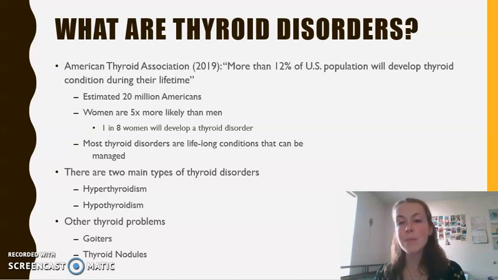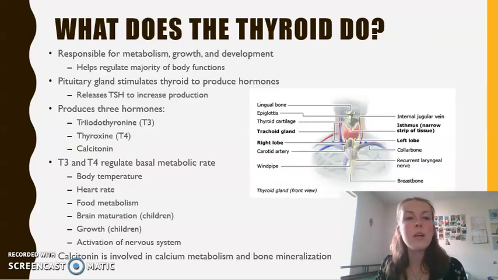The two main types that are seen in the U.S. are hyperthyroidism and hypothyroidism. We can also see goiters and thyroid nodules. Goiters are not so common here in the U.S. now that we have iodized table salt. They are mostly seen in third world countries where they lack iodine in the diet. But it's not saying that they aren't seen here.